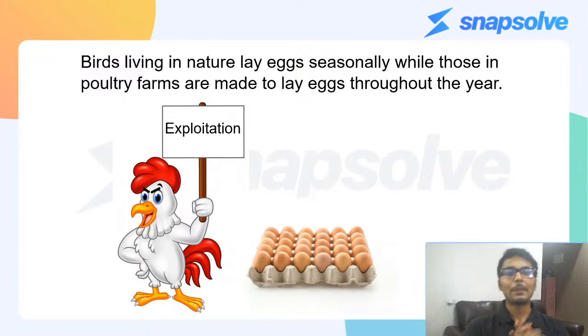Okay, so birds living in nature lay eggs seasonally, but birds which are found in poultry farms, which are domesticated, which are reared, those birds are made to lay eggs throughout the year, obviously for business purposes. Like, so yeah, it won't be right to say that they are exploited for human needs.